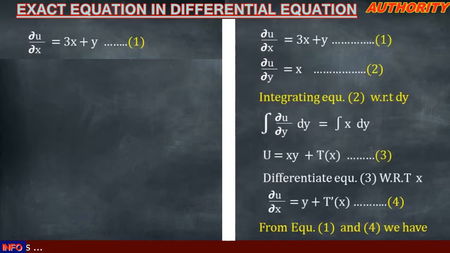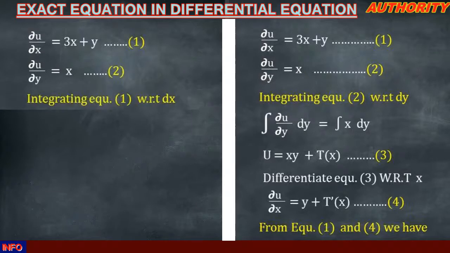And then the second equation says the partial derivative of u with respect to y equals x. Is that true? The one we just solved, we took the second equation. Now let's take the first one. The first one says the partial derivative of u with respect to x. That means we are going to integrate this function with respect to dx.